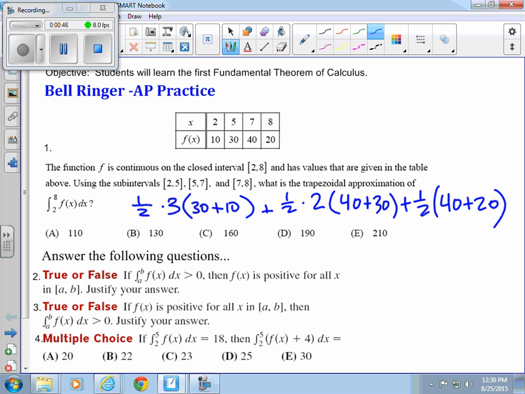Has anyone already done that? There is a chance that it's non-calculator. Sometimes they will make you do that non-calculator. 40 divided by 220 times 3 is 60. Plus 7 is 160. So there you go.